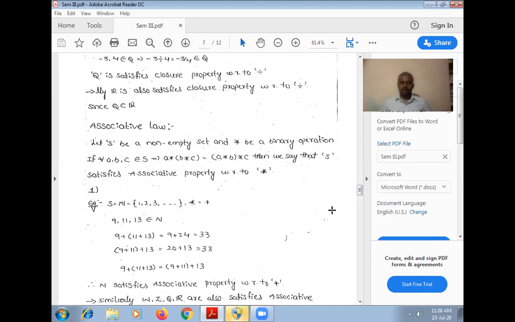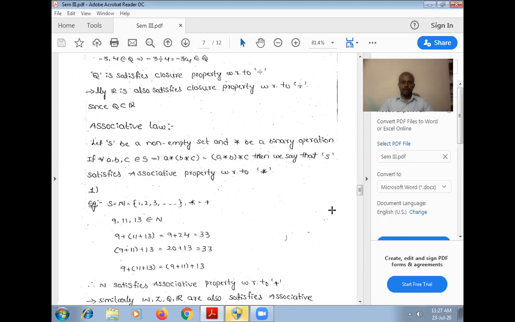So let's consider S is a non-empty set and star is a binary operation on S. I am taking any 3 elements in S. So a, b, c belongs to S. Now it satisfies this property. What is the property here? a star of (b star c) equals (a star b) star c. So then star is associative on S.